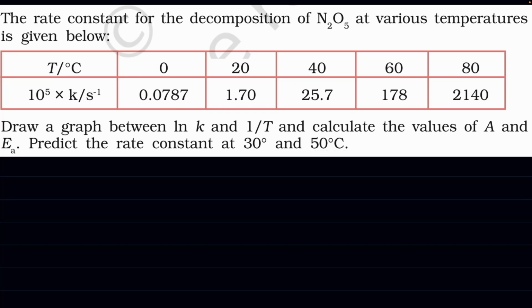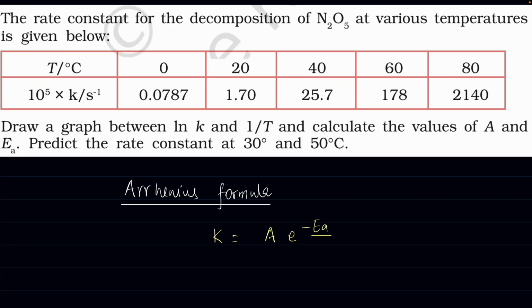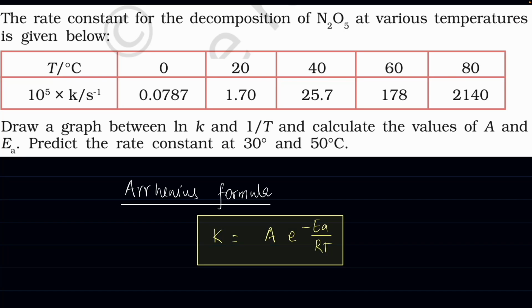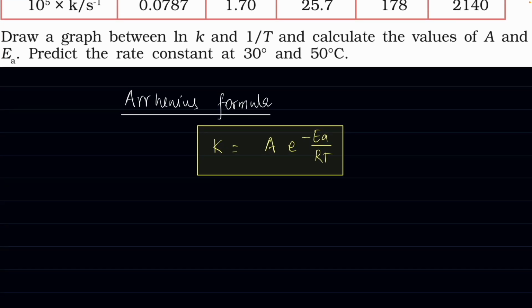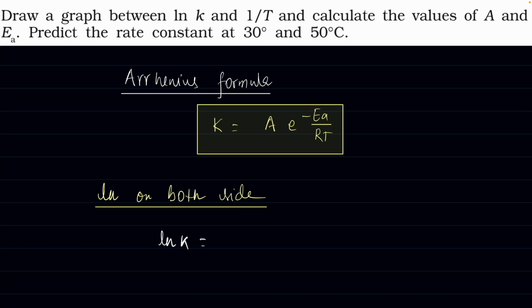So to solve this question, we are going to use the Arrhenius formula. Based on the Arrhenius formula, k is equal to A e to the power minus Ea divided by RT. So we are going to use this relation to solve this problem. If we apply ln on both sides, it can be written as ln k is equal to ln A minus Ea divided by RT.